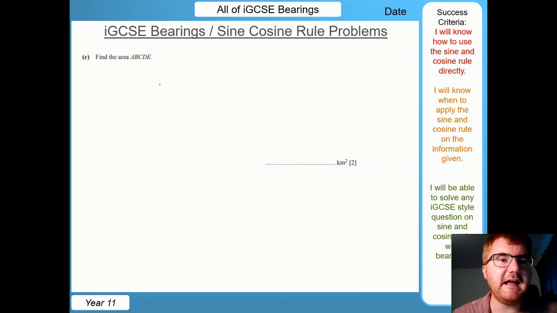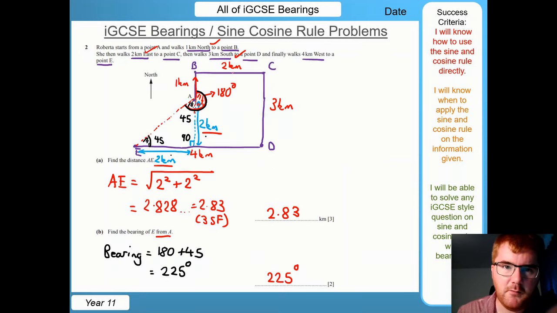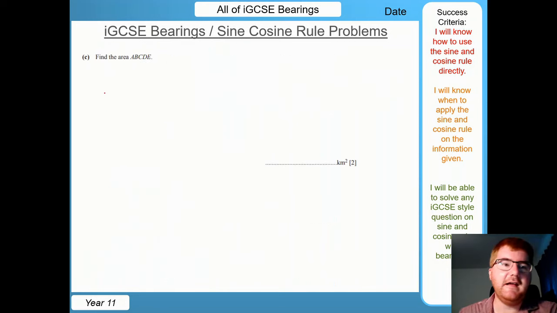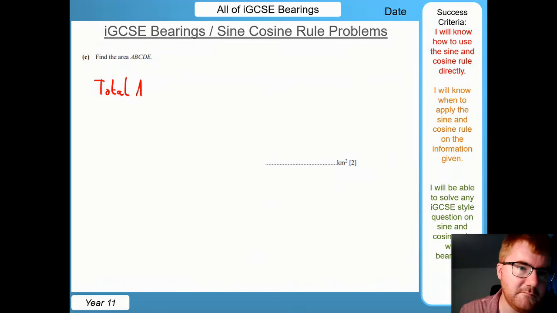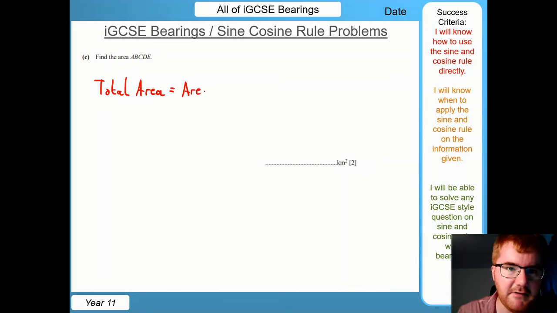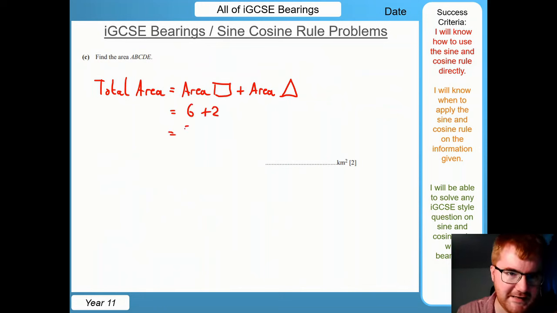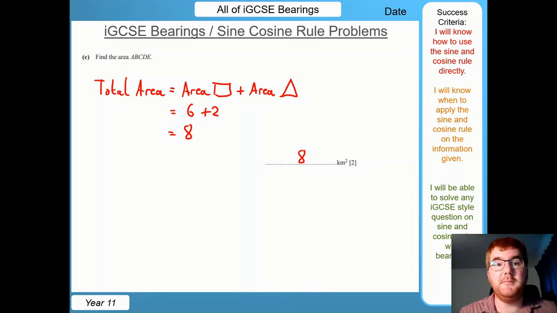The last part of the question, again not really relevant for bearings, but let's just finish it off, is to work out the area of the entire shape, A, B, C, D, E. The first thing to do is work out the area of the rectangle. So the area of the rectangle is equal to 3 times 2, length times width, which is 6. And then the area of the triangle, that's half base times height. So 2 times 2 divided by 2 is equal to 2. So the total area, I'll quickly write my working here, is the area of the rectangle plus the area of the triangle. So that's just 6 plus 2, which is equal to 8 square kilometers.